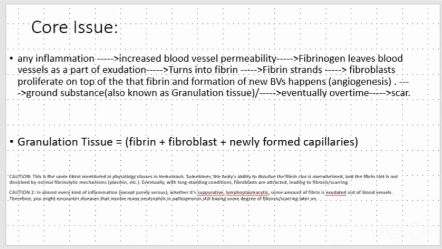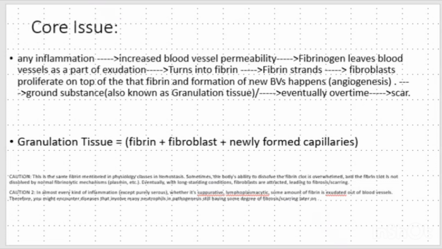Moving on to the next slide. This slide is the most important slide of this entire presentation. If you understand what this slide is trying to convey, then you're good to go, essentially.